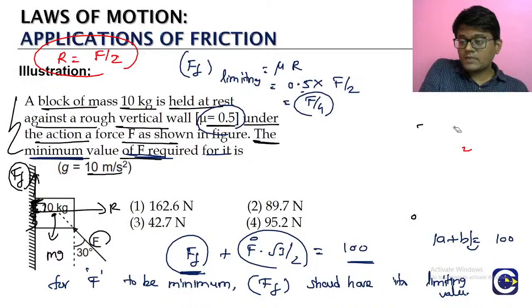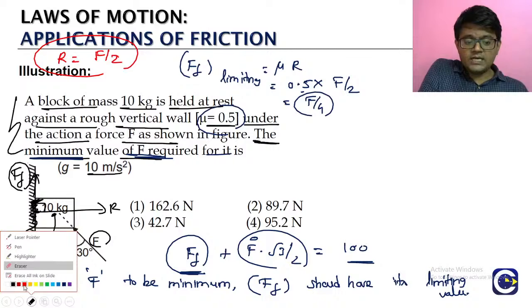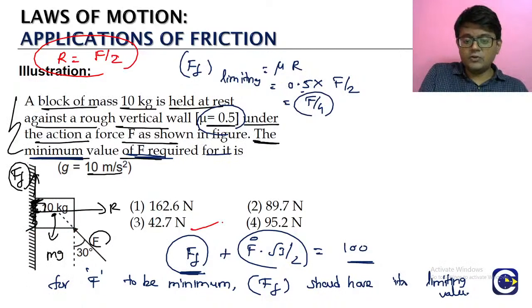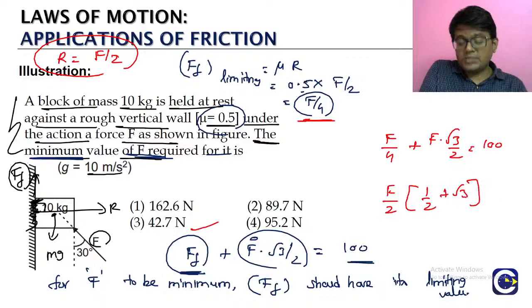Now we are done with the approach. It's just about getting the final answer. What is the limiting value of the frictional force? Already we have it: F by 4 plus F into root 3 by 2 is equal to 100. Now take F by 2 common out. The first term will have a half, the second term will have a root 3. That is equal to 100.